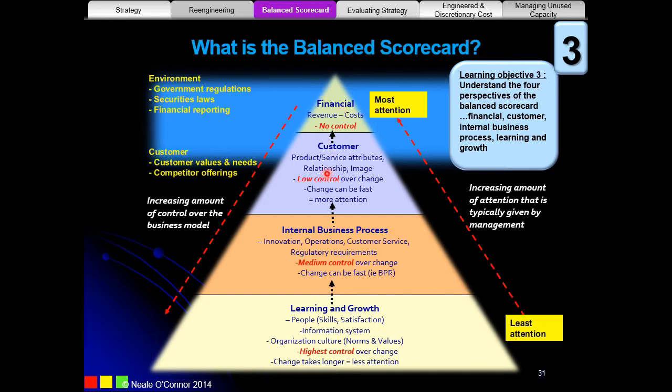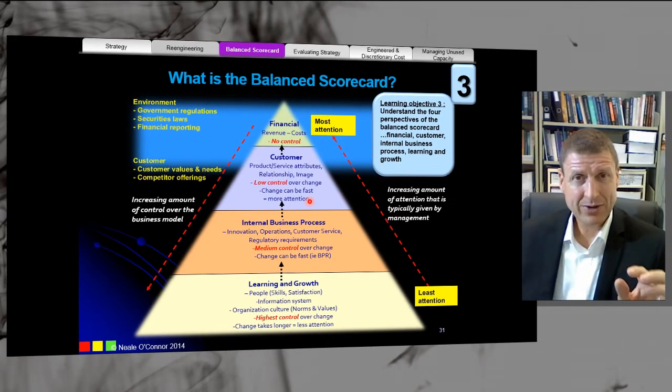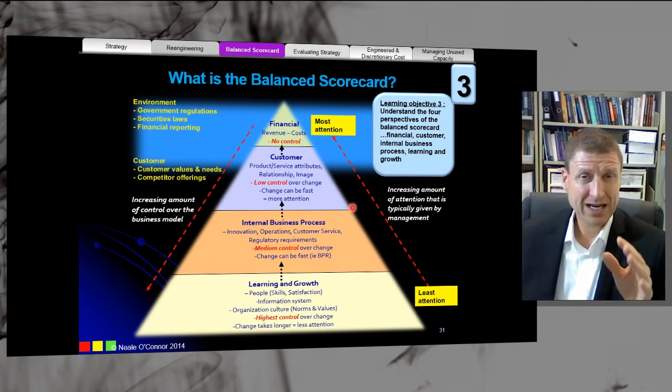All right, then we have the customer, and that's the customer who buys your product or buys your service. So here are the facts. In most organizations, most attention is given to the financial, and partly the customer, okay? But least attention is given to the employees, the front office, the back office, or the processes. And the big point I want to make here is that, like the food pyramid, you've really got to focus on the bottom 2 layers, and not the top 2 layers.